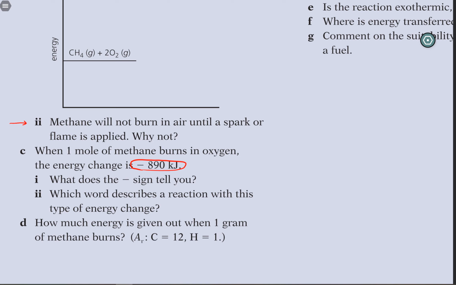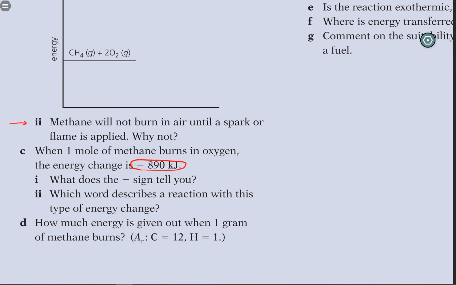So make sure that you use the bond energies which are given to you in the question or in the table. Part A, what does the minus sign tell you? The minus sign tells us that the reaction is exothermic and this amount of energy is released during the reaction.